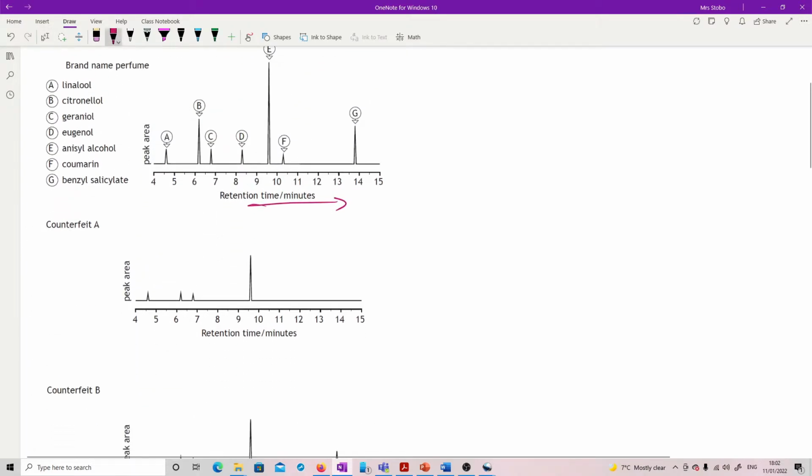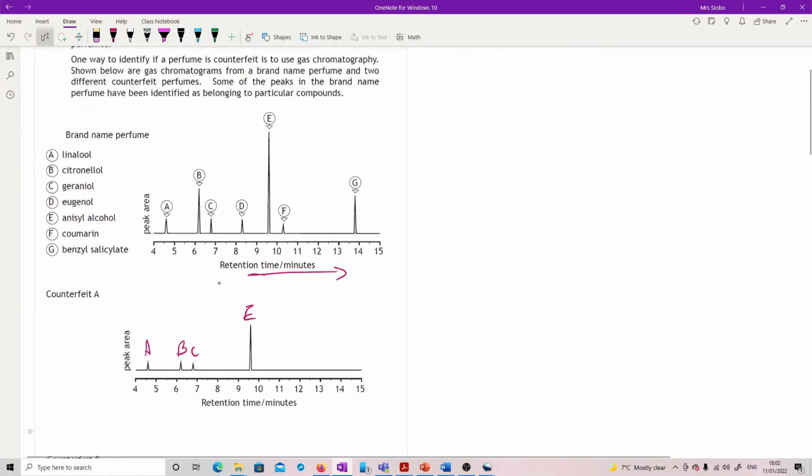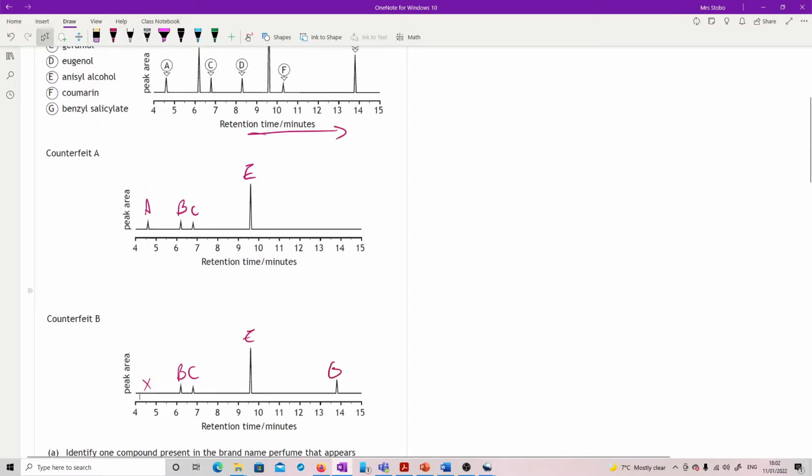So this one, we have definitely got B, and we've definitely got C, and it's got A as well, and E. Looking at the next one down, it's also got E, it's got B, and it's got C. It doesn't have A, and it's also got a high peak at the end here for G. So you're being asked to name B, C, or E.